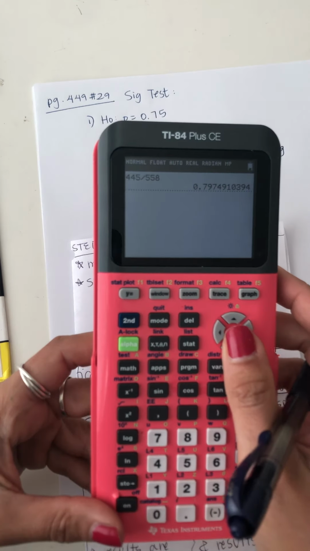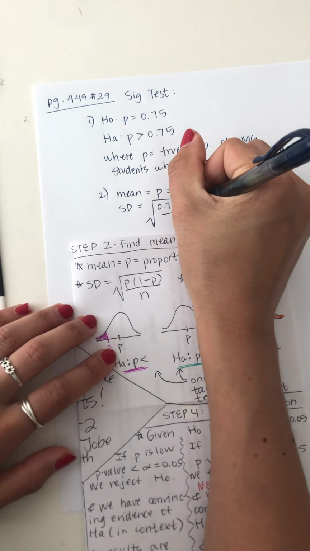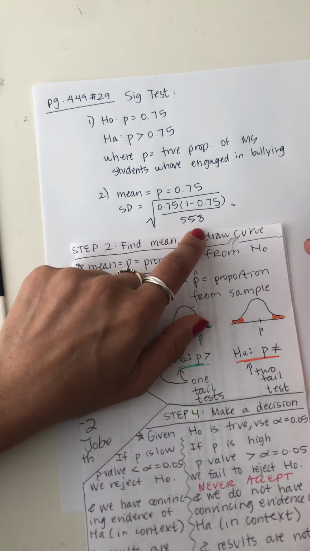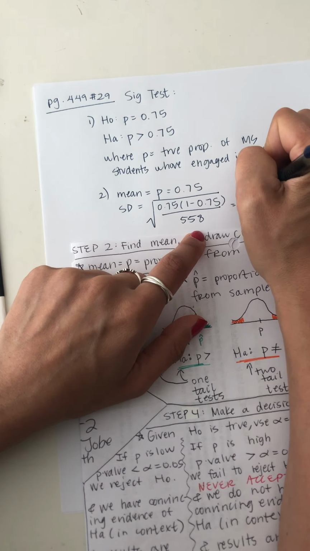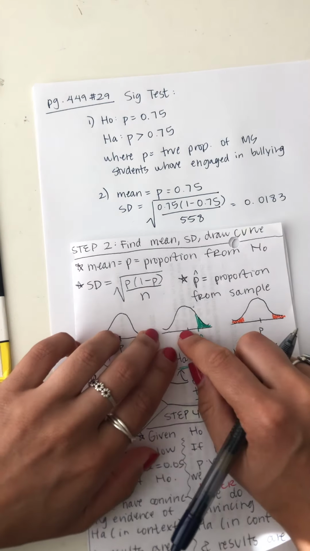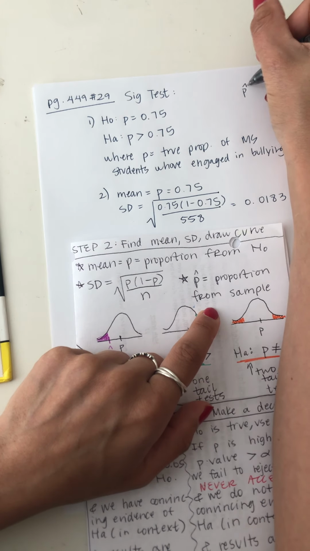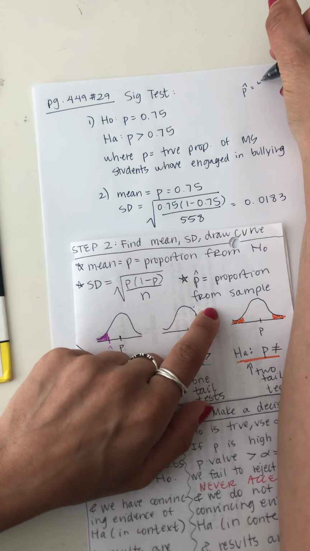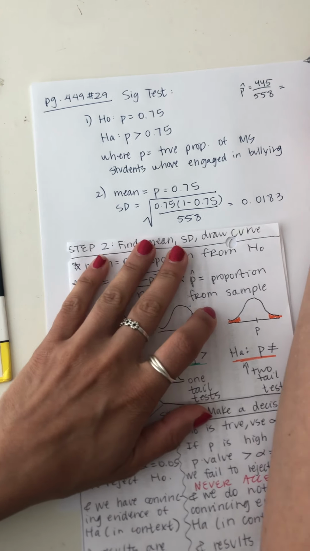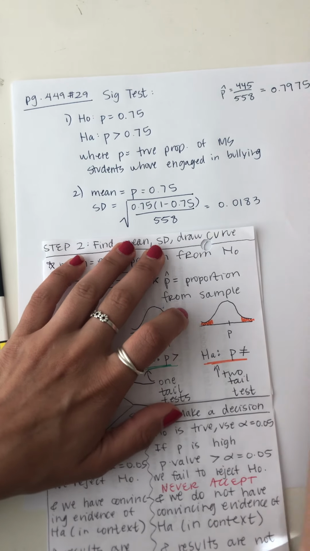In my sample, there were 558 students in the sample. My sample size. Plug this into my calculator, and I get 0.0183. There's my mean and my standard deviation. p-hat comes from our sample, just FYI. I'll put this up here. p-hat is equal to what happened in my sample. I had 445 out of 558. When I divided those two numbers, I get 0.7975.